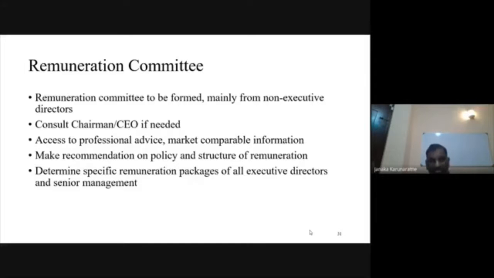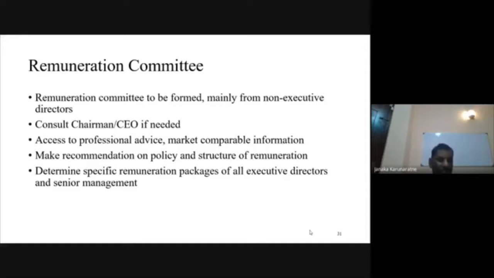Okay, access to professional advice and market comparable information. It's very important when fixing the remuneration to identify what is happening in the market and what comparable market remuneration is being paid right now, and if there is a necessity to change it, it's important to change it. And also, if it is not possible to get market information, get proper professional advice so that the right remuneration is fixed.